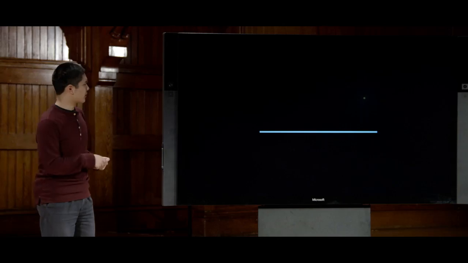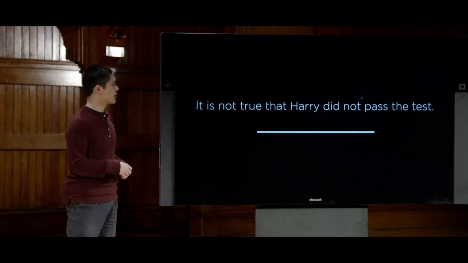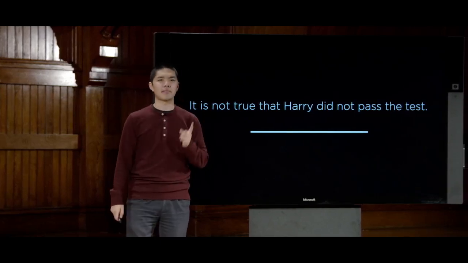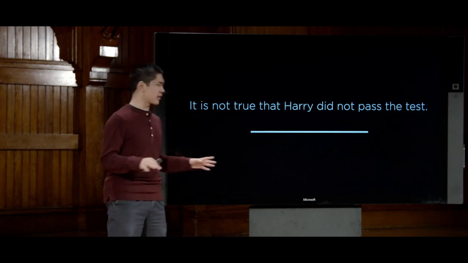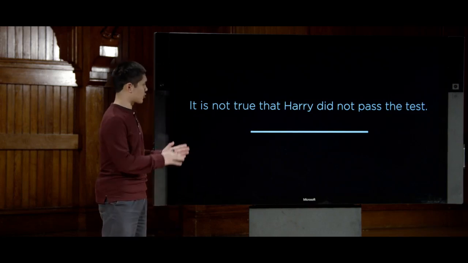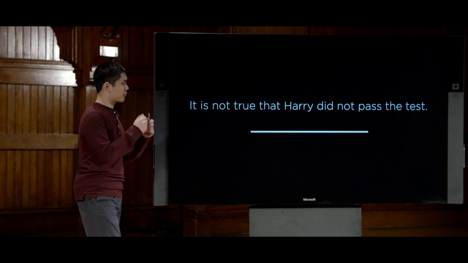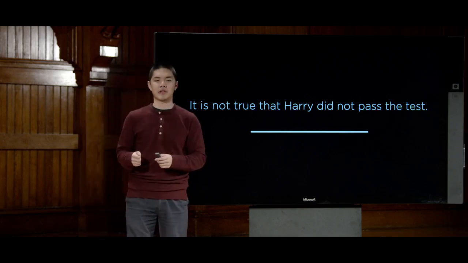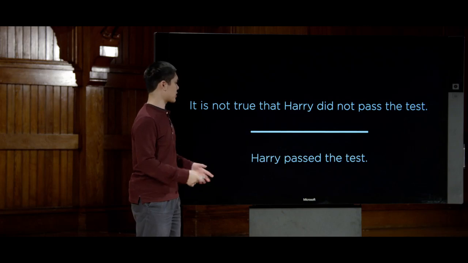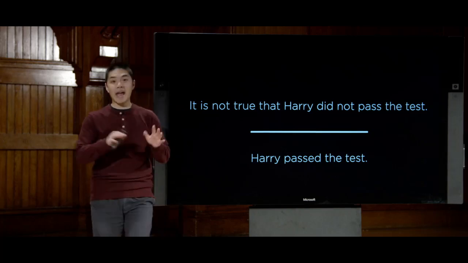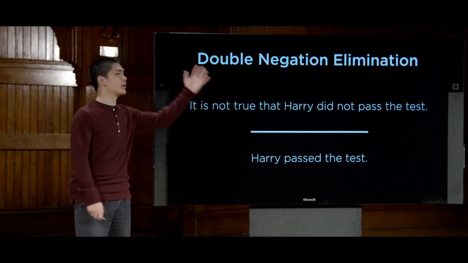In addition to that, let's take a look at another example of an inference rule. Something like, it is not true that Harry did not pass the test. Bit of a tricky sentence to parse. I'll read it again. It is not true, or it is false, that Harry did not pass the test. Well, if it is false that Harry did not pass the test, then the only reasonable conclusion is that Harry did pass the test. And so this, instead of being and elimination, is what we call double negation elimination.